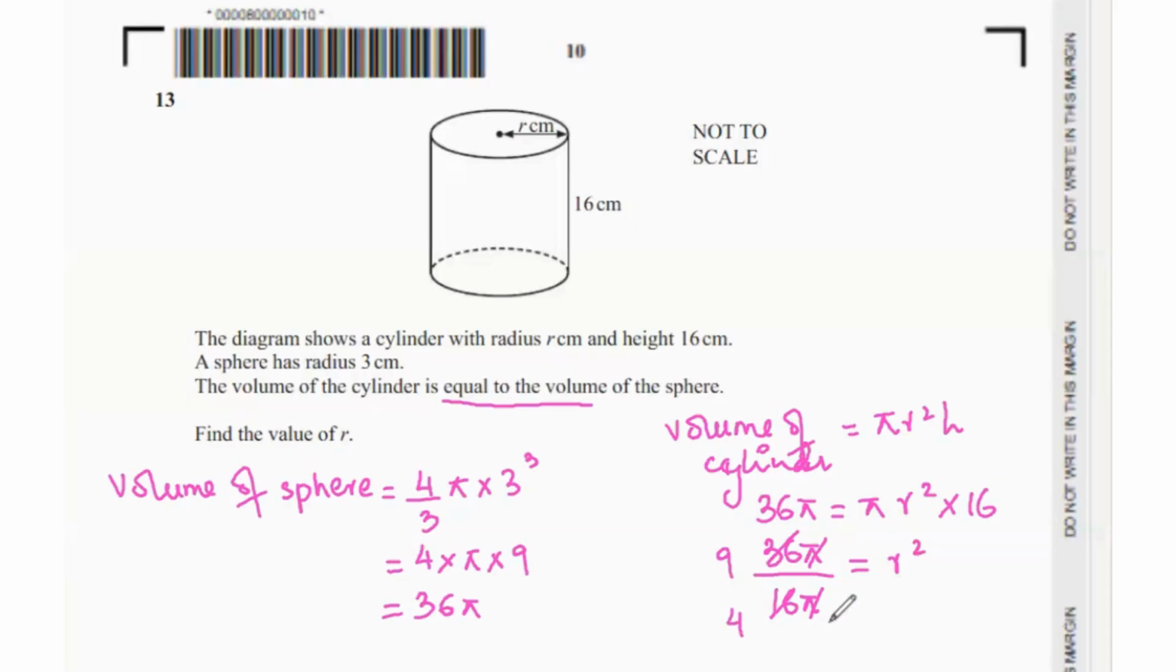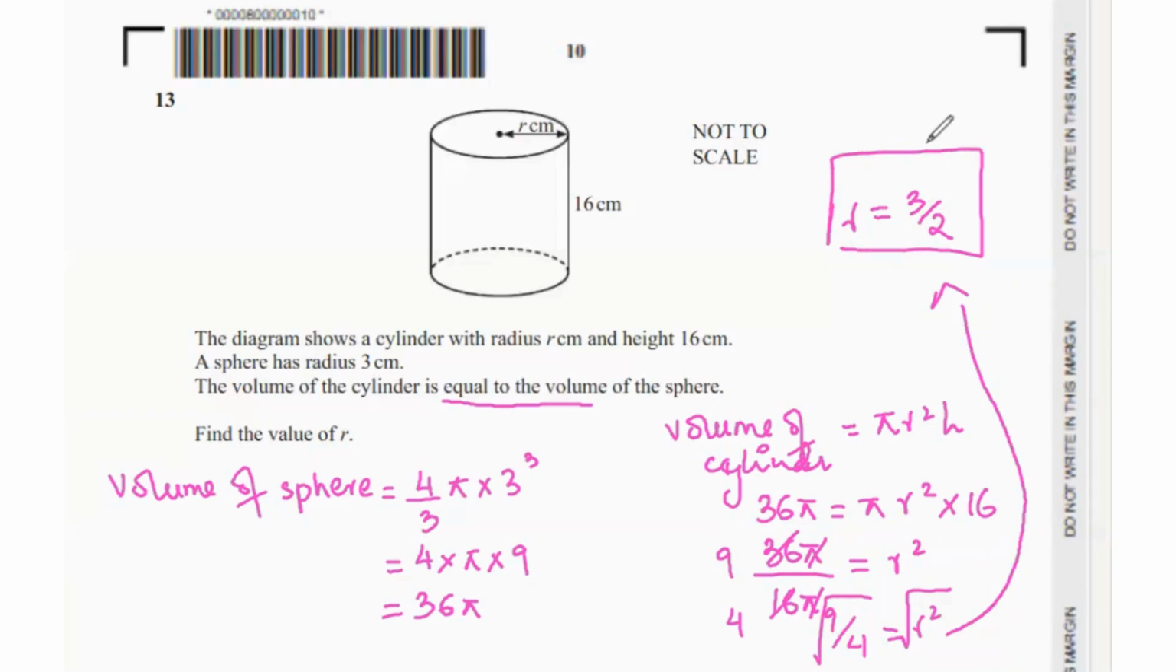So now we have 9 over 4 equals r squared. Square root both sides to get the value of r. And we can easily see that r equals 3 over 2. You can write this as a decimal, which would be 1.5 centimeters, or leave it as it is.